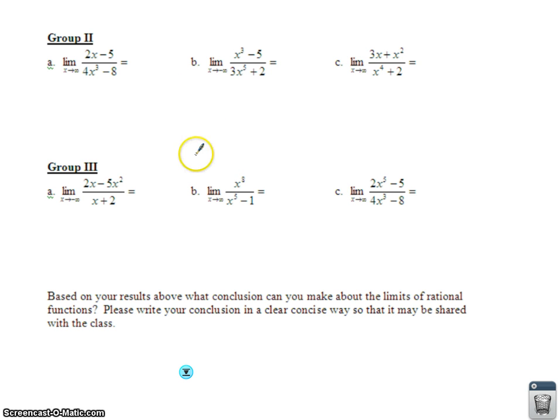Hopefully you had an opportunity to look at this, and maybe you've already been able to identify that common thread. If you're looking at the degrees again, look at the degree here. The degree of the numerator appears to be less than the degree of the denominator. Same thing here, and the same thing here. Were you able to find each of the limits?